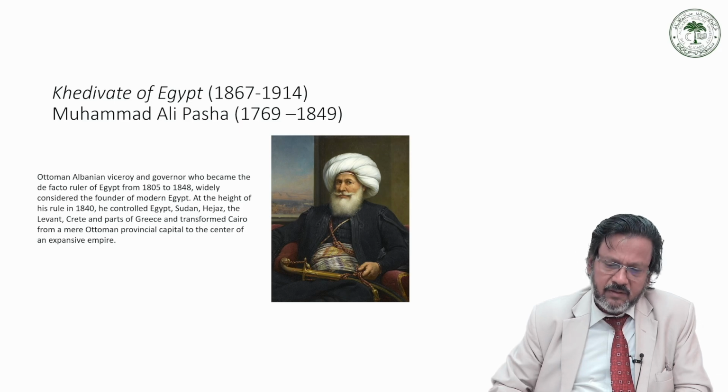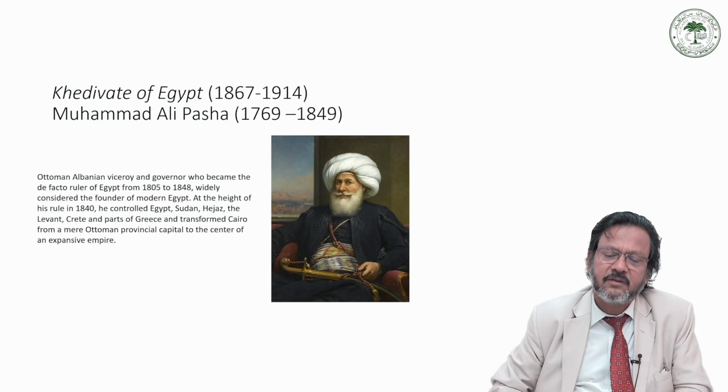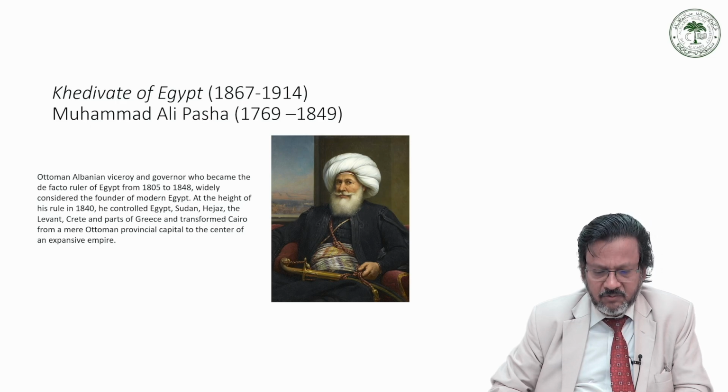So Muhammad Ali Pasha, from 1769 to 1849, was the Ottoman Albanian viceroy and governor who became the de facto ruler of Egypt from 1805 to 1848, widely considered the founder of modern Egypt. At the height of his rule in 1840, he controlled Egypt, Sudan, Hejaz, the Levant, Crete, and parts of Greece, and transformed Cairo from a mere Ottoman provincial capital to the center of an expansive, big empire.